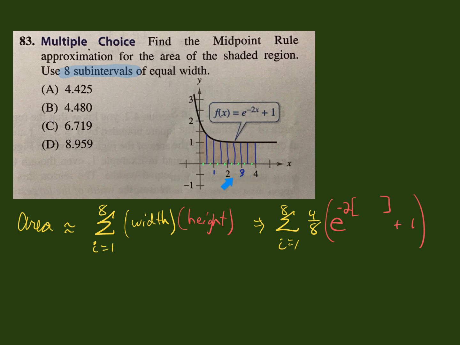Well, if this was 4 and 2, then this is 3 and 1. So this blue line is at 1/2. And this green dot is 1/2 of the way to 1/2. So this green dot is 1/4. Then what's the next green dot? Well, the next green dot will be how far away from the first green dot. It would be the width of the rectangle, which is 4/8 or 1/2.